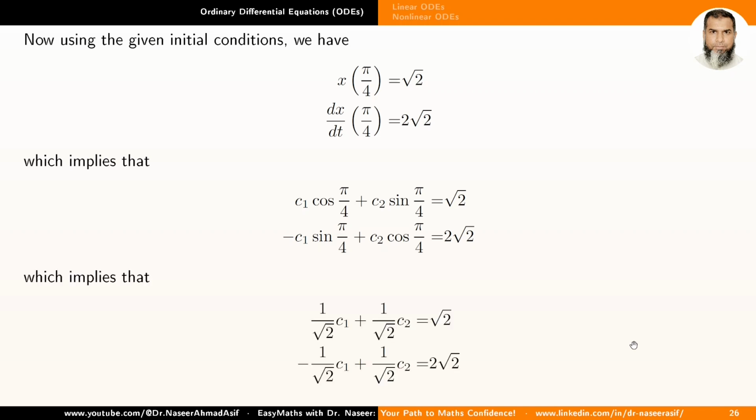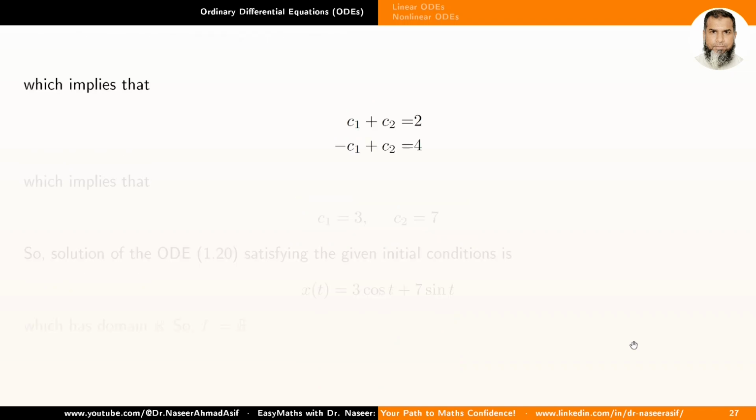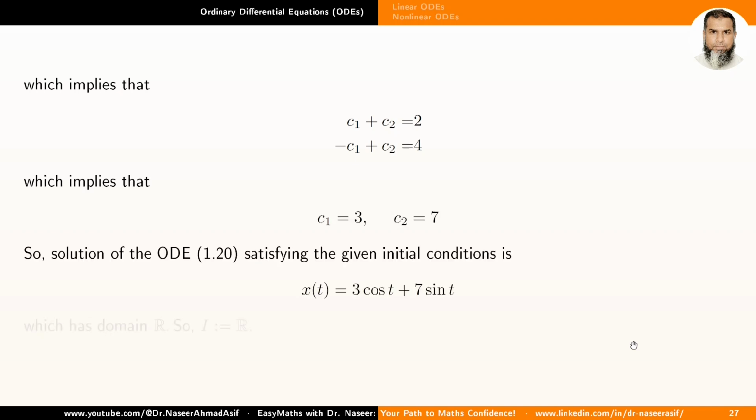So we have 1 over 2 square root c1 plus 1 by 2 square root c2 is equal to 2 square root, minus 1 by 2 square root c1 plus 1 over 2 square root c2 is equal to 2 into 2 square root. So we have c1 plus c2 is equal to 2, minus c1 plus c2 is equal to 4. So c1 is equal to 3, c2 is equal to 7. So the solution of the ODE 1.20 satisfying the given initial conditions is x of t is equal to 3 cosine t plus 7 sin t. This function has domain R, so I is equal to R.